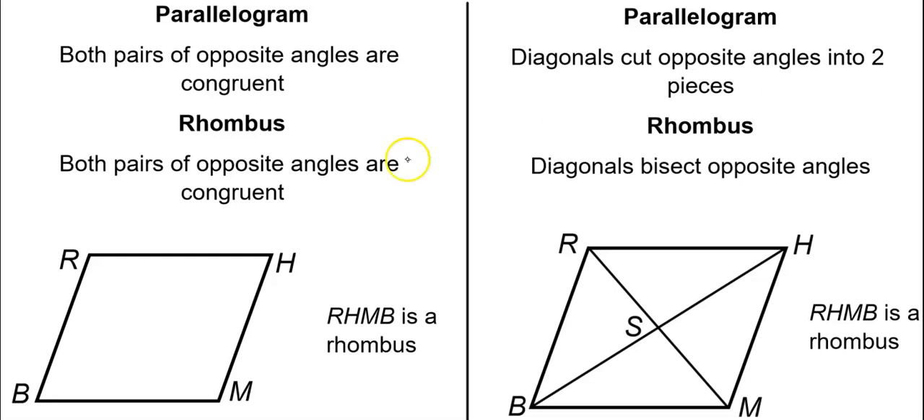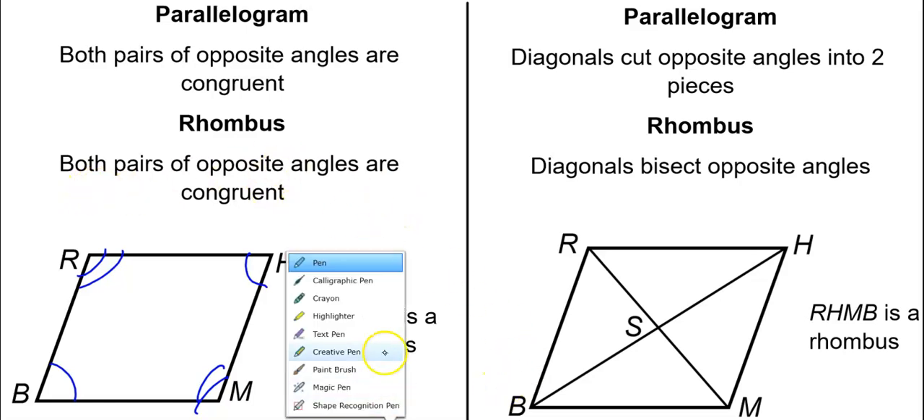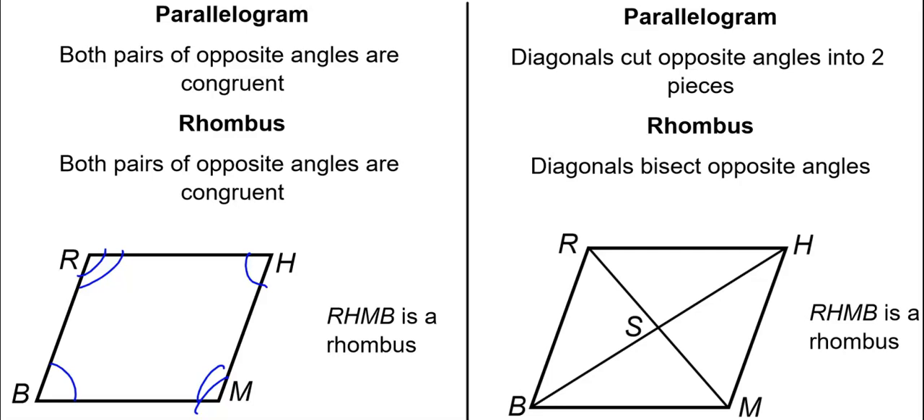In a parallelogram, both pairs of opposite angles are congruent because this is a parallelogram. Angle H is congruent to angle B. Angle R is congruent to angle M. And in a rhombus, that doesn't change. Both pairs of opposite angles are still congruent. So we've got bottom left, top right, top left, bottom right. That is still the same. Okay. Again, though, oops, that should be in yellow. We have to be told it's a rhombus.